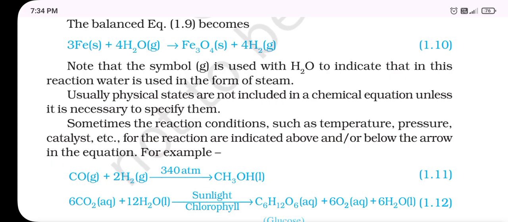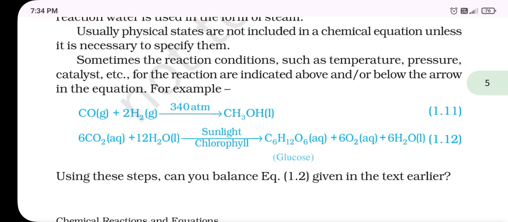Sometimes the reaction conditions such as temperature, pressure, catalyst, etc. for the reaction are indicated above and/or below the arrow in the equation. For example, sometimes the reaction conditions such as temperature, pressure, catalyst. What are those three things over here?